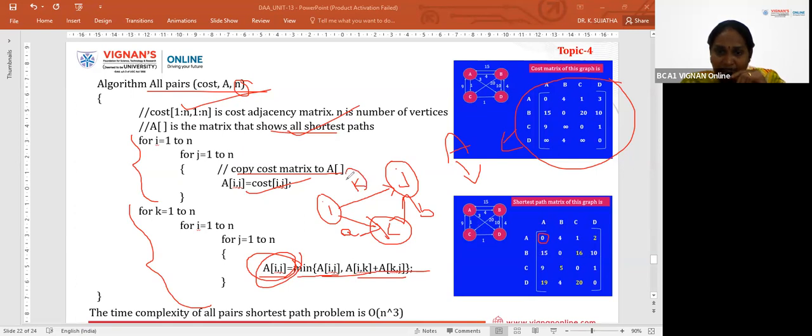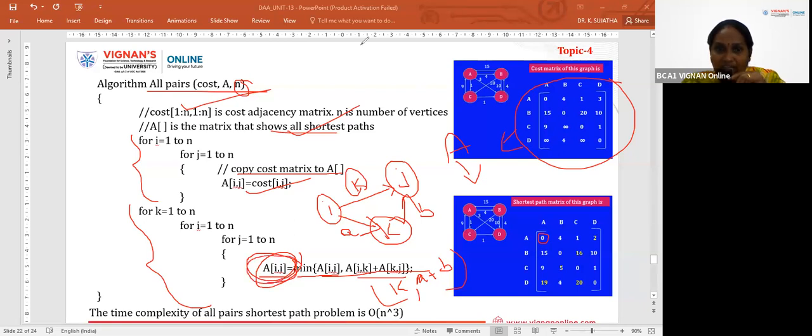Now let us see. Here, minimum of A[i][j], which is initially some value, comma, A[i][k] plus A[k][j]. So out of these two, whichever is minimum, that value is represented here.